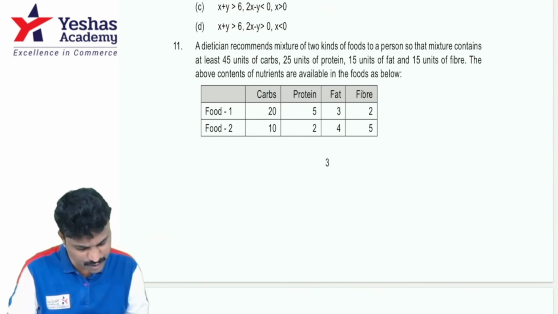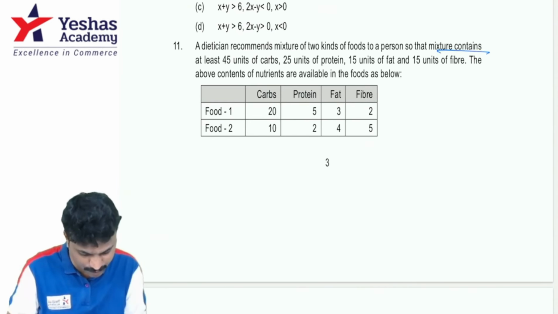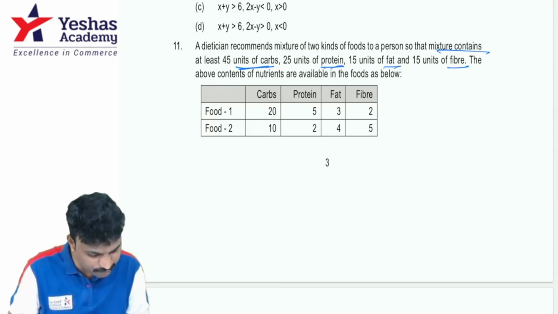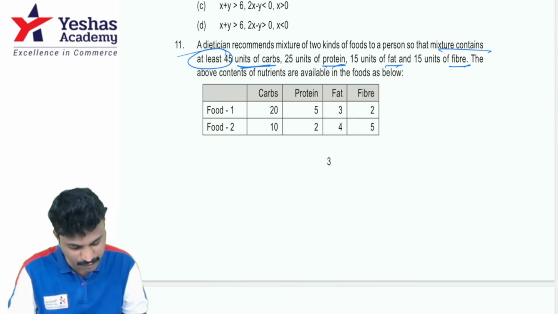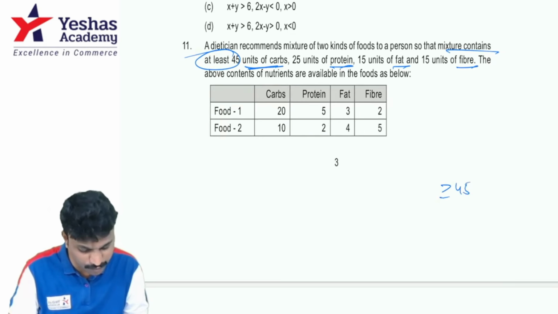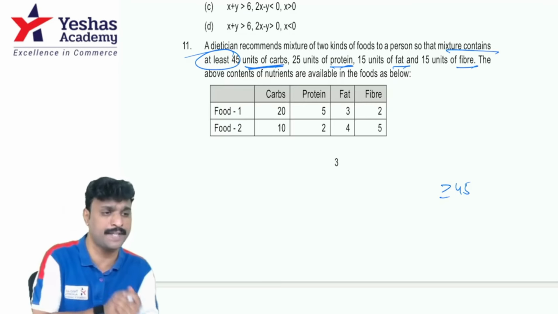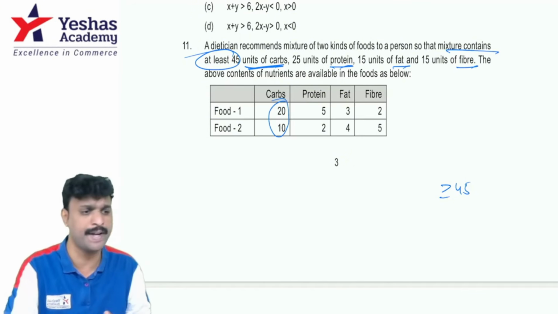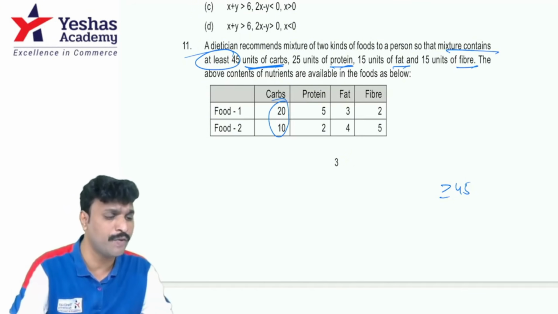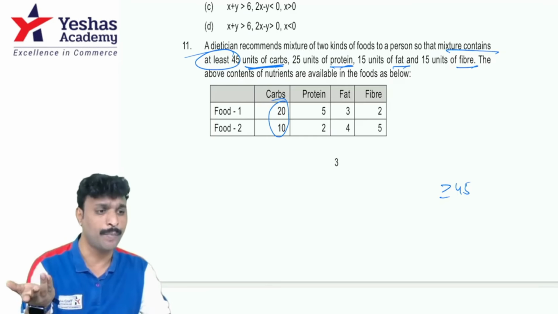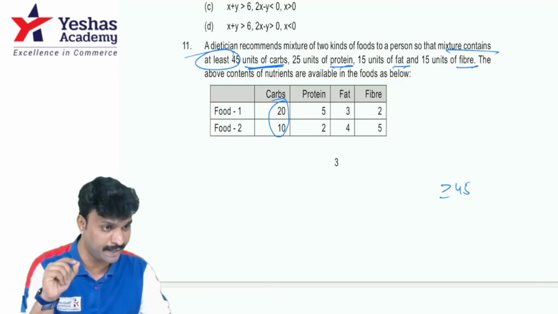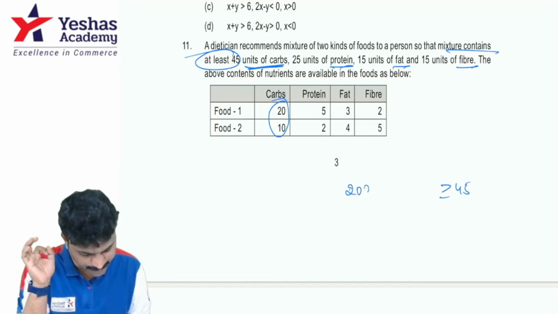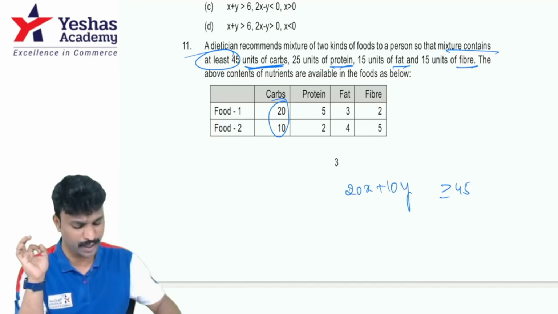They have given the constraints for carbohydrates, proteins, fat, and the fiber. So at least 45 means greater than or equal to 45. What is at least 45? The carbohydrates are greater than or equal to 45. So carbohydrates come from food 1 as well as food 2. How many units of food 1 is there? We don't know. We can take it as x. How many units of food 2 is there? We don't know. We can take it as y. So that means 20x plus 10y greater than or equal to 45.